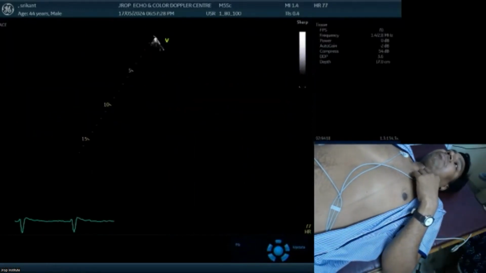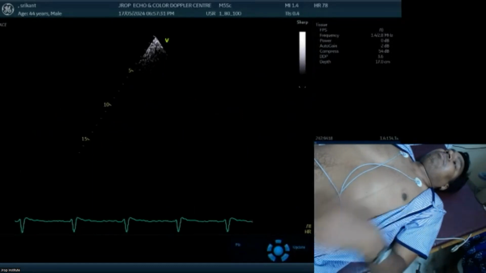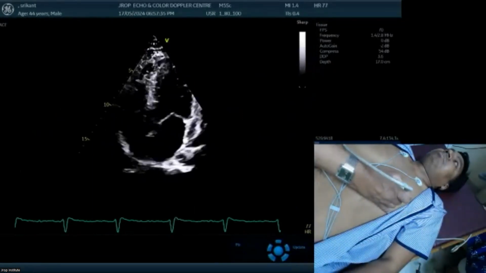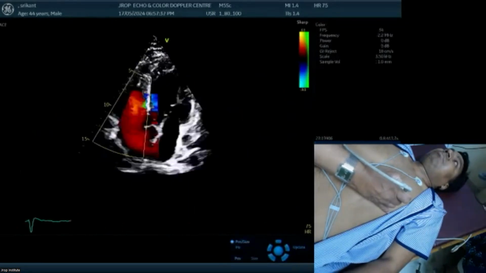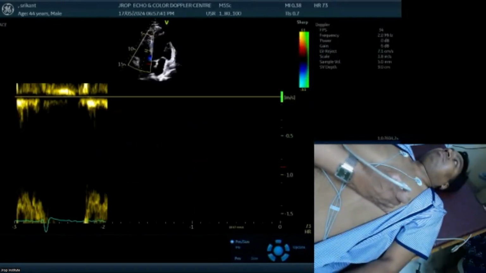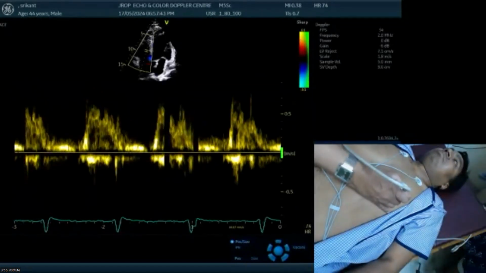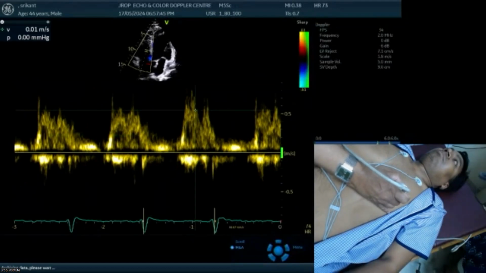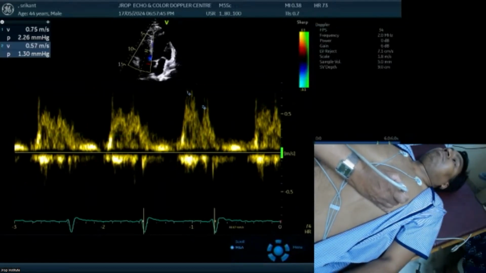Next we calculate the tricuspid inflow view. Now from the aortic valve, I'm moving to the tricuspid valve. I'll keep the sample volume distal to the tip of the leaflets to get the E and A ratio of the tricuspid valve. So this is the E wave, this is the A wave, and the ratio is 75 divided by 57 would be the EA ratio in this case.